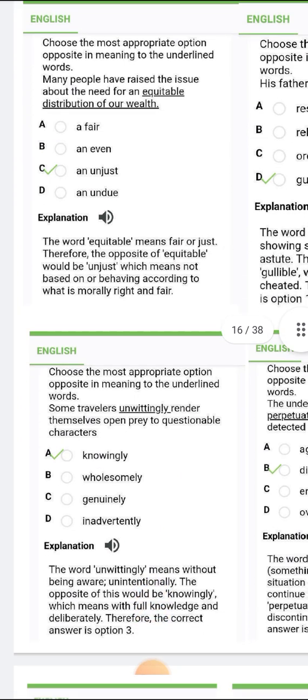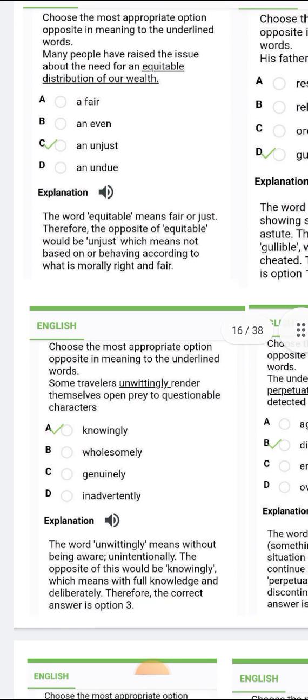Okay. So the next one there is unwittingly. We know this one now. I guess we read it somewhere. Unwittingly, which is knowingly. Okay. You see, they repeated it again. We have come across it before. Unwittingly, knowingly. Of course, we know this one.